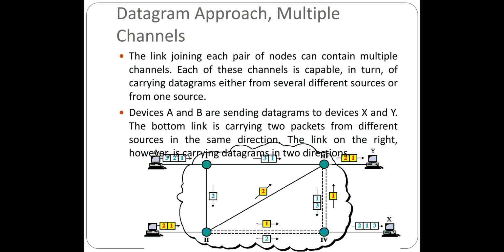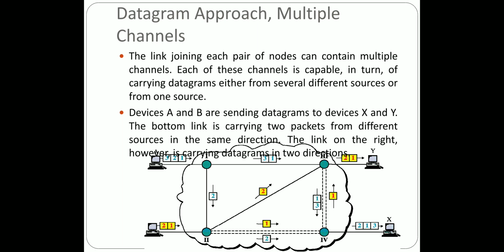So next, in the datagram, if you see from node 1 to node 2, there is only one channel which is carrying packets from A. The packets 1 and 3 are going in one direction.